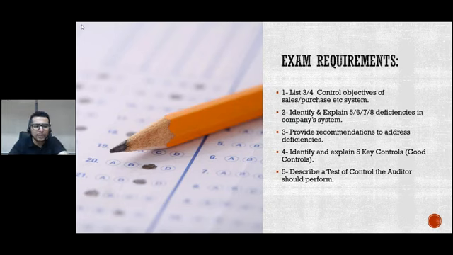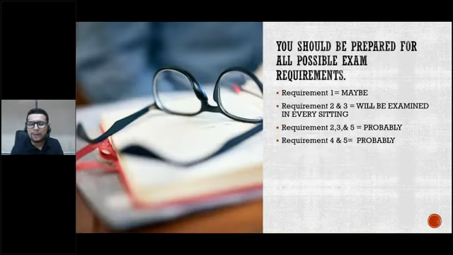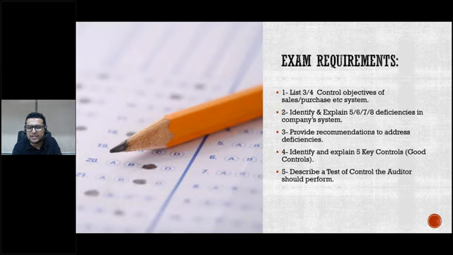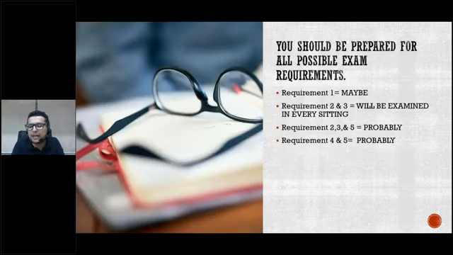That's it. No more combinations. Now let's go to the main event. You should be prepared for all possible requirements, just as I told you earlier. Exam requirement number 1 is a knowledge based requirement, and it is not frequently tested. But as a student, you have got to prepare 4 control objectives of all 6 systems tonight.